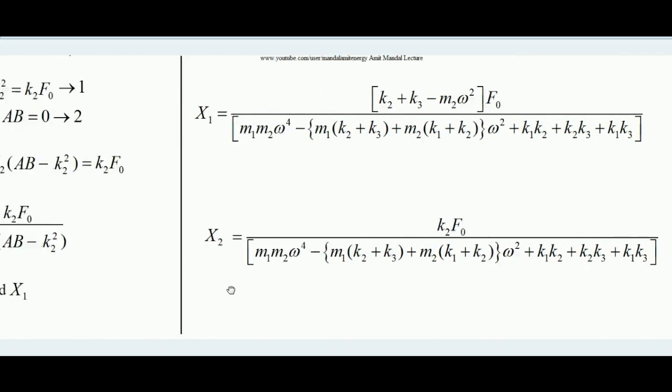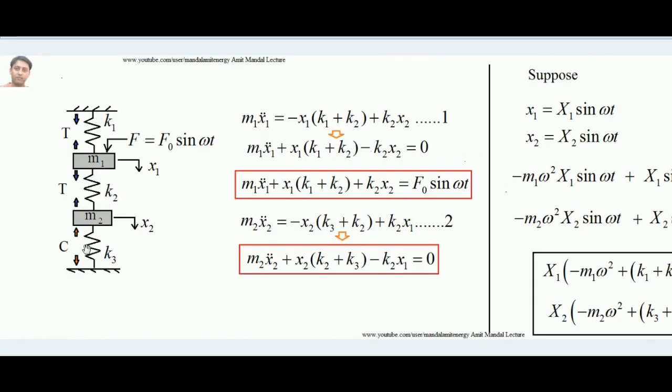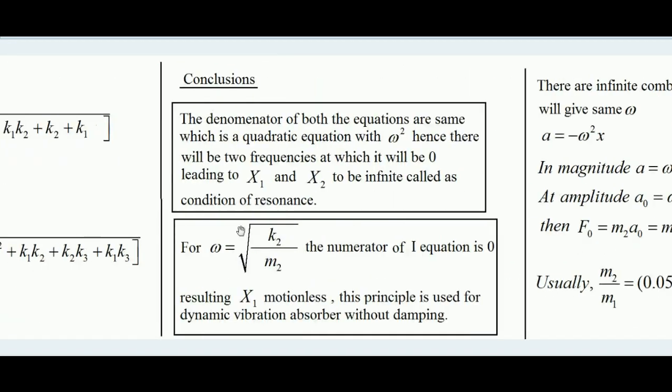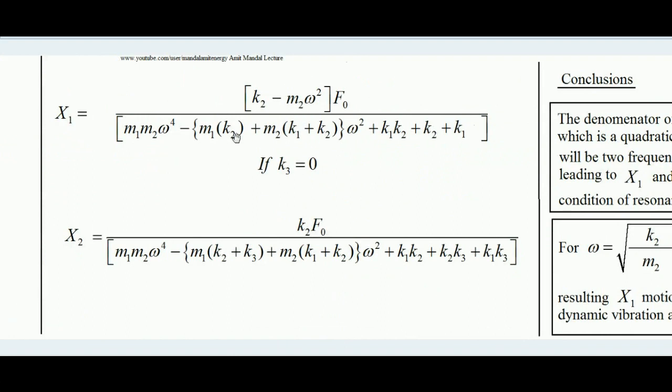Now in case I remove this third spring, then our vibrating system will be this. I have removed the third spring, only 2 springs are there. Now suppose this is the disturbing force applied over mass m1. Our amplitude expressions will be, k3 will be removed everywhere, since our third spring is removed. So our amplitude expression is k2 minus m2 omega square, times f naught, and this entire expression in the denominator. Similarly over here also, k2 f naught upon this entire expression.